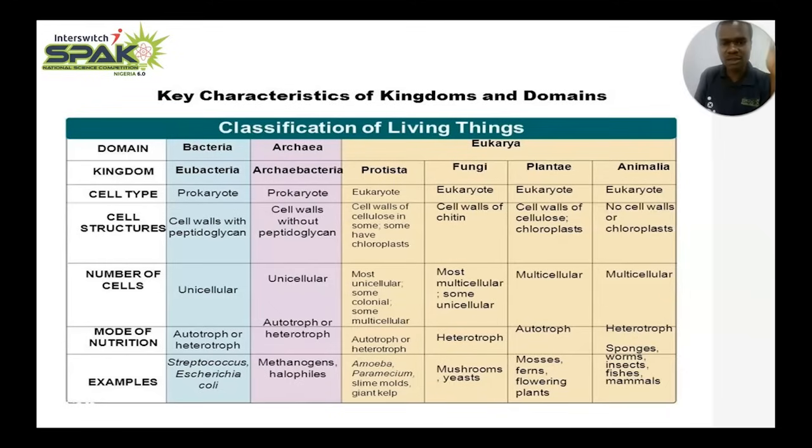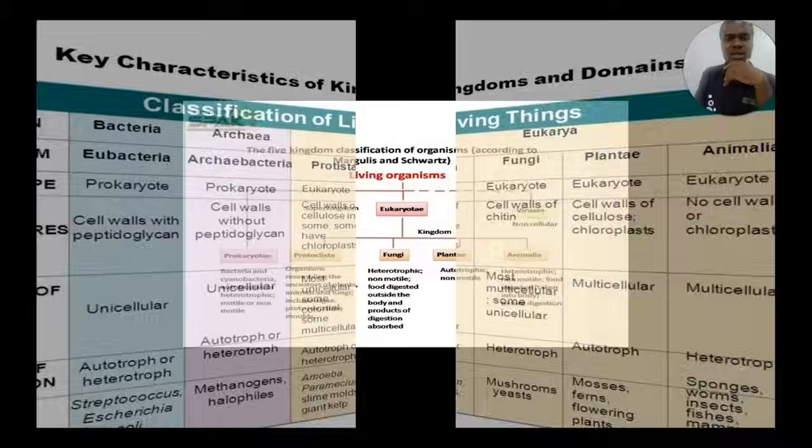Most of them are multicellular, except you have unicellular individuals under Protista. But once you step into Fungi, Plantae, Animalia, most of them are multicellular individuals.